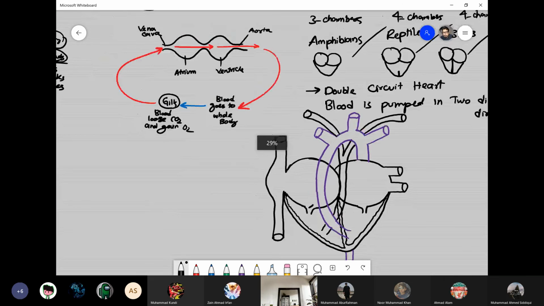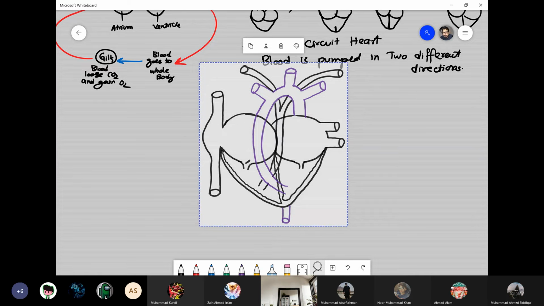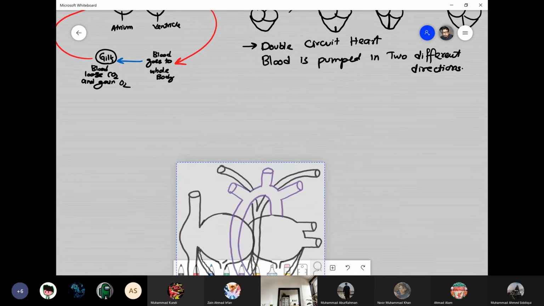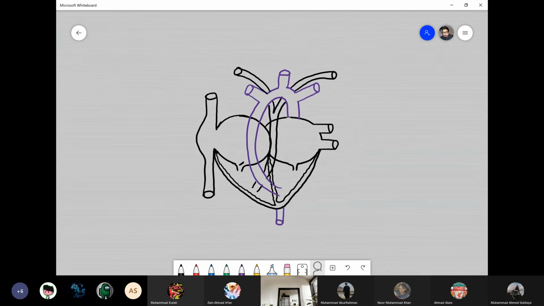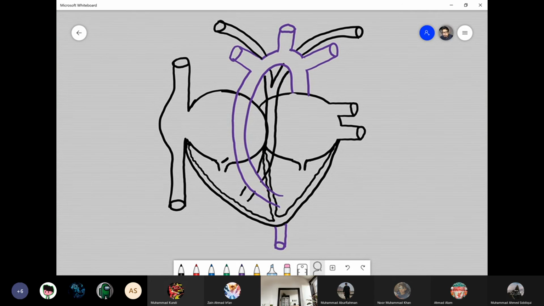Right boys, can you see that the heart diagram is now complete? Yes, sir. Now, boys, we are going to label this diagram. Remember one thing, whenever we label a diagram of the human body parts, we always label it according to its original position.